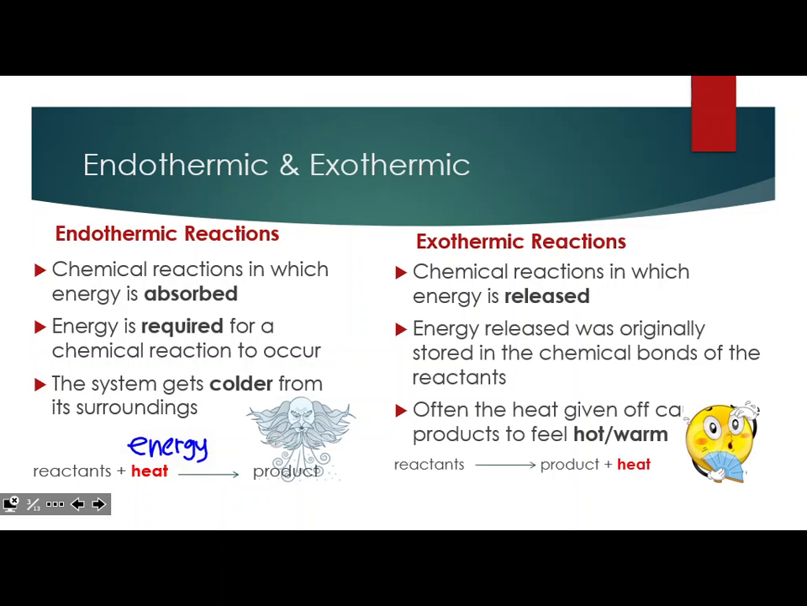Now, when you're writing out the balanced reaction, where does it go? It goes on the product side, it's being released. So you could also see it with the word energy in there. If you see reactants give you a product and then you see plus energy, you should identify it immediately as being exothermic.